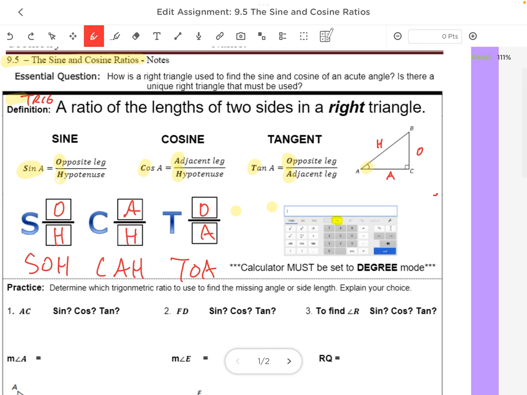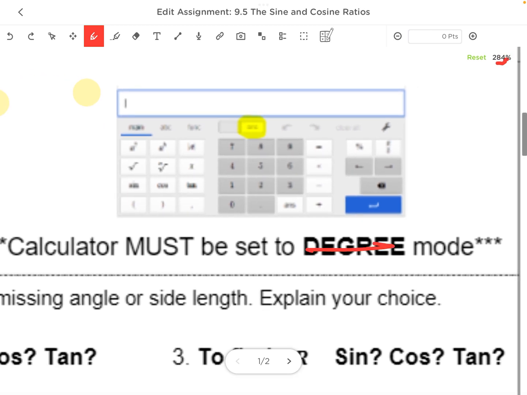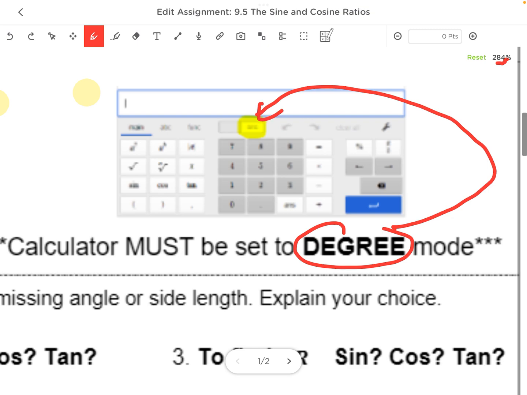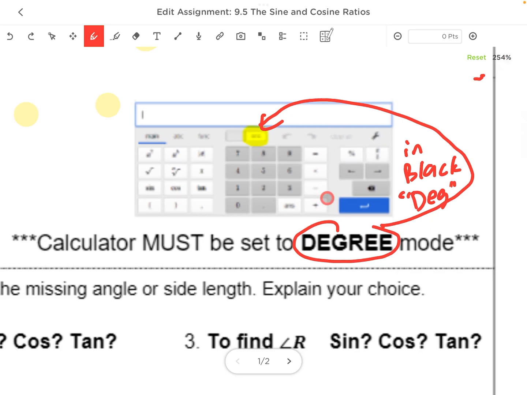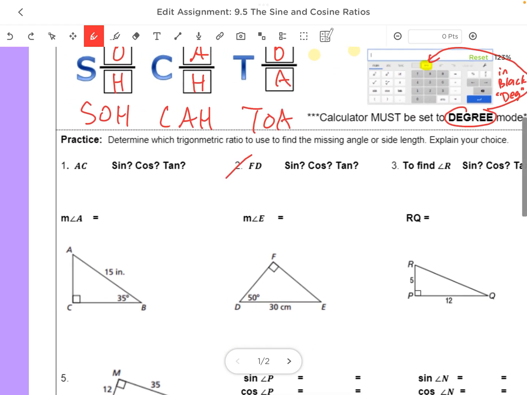All right, keeping that in mind, the main thing also is our calculator. It has to be put into degree mode. What we want to see is in there in black, we want to see degree. As long as it's set there, then we're in good shape. All right, let's keep that in mind. Let's take a look at this first problem over here.